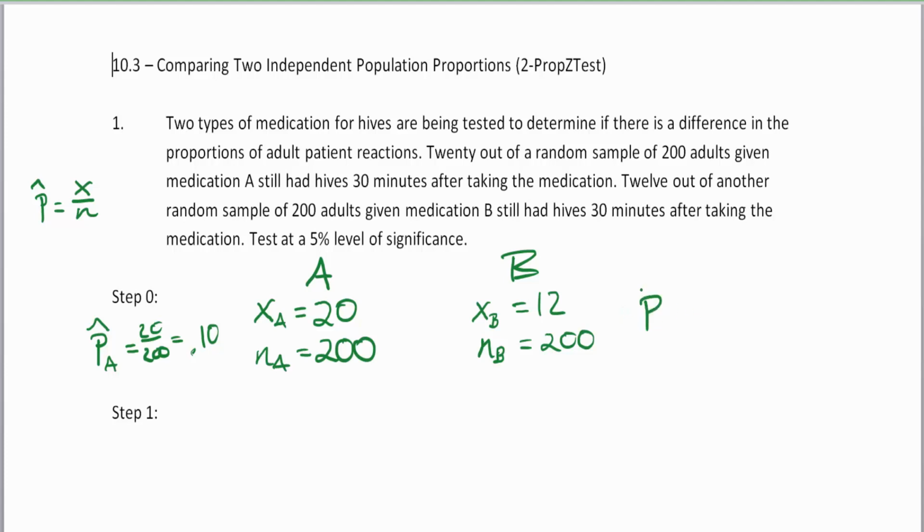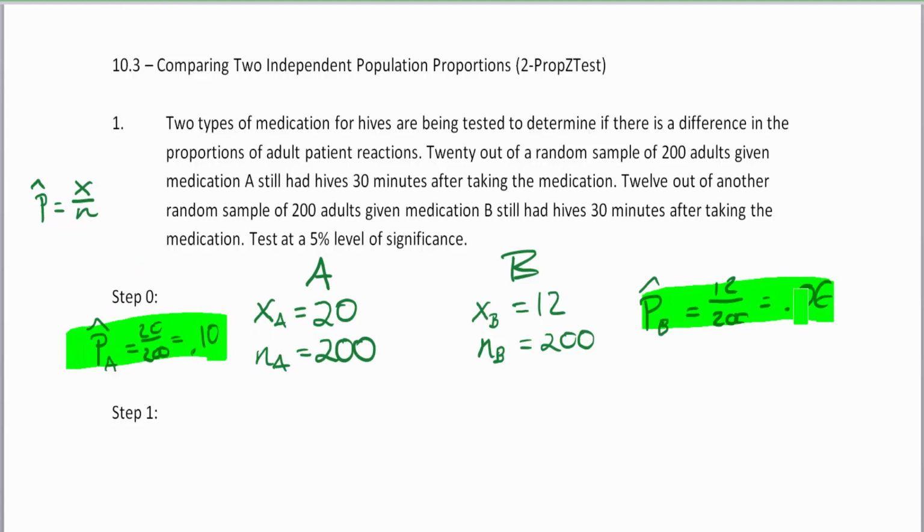Okay, so let's look at B. Let's figure out P hat for B. And the P hat for B is going to be taking your X and dividing by your N. So this is 12 and 200. If you divide those two, you get 0.06, which is really great. I mean, this medication was 94% effective according to this study, and only 6% still had hives after 30 minutes. Now, you might be curious, why do we actually need this P hat of A and P hat of B? And you'll find out why in step 2.